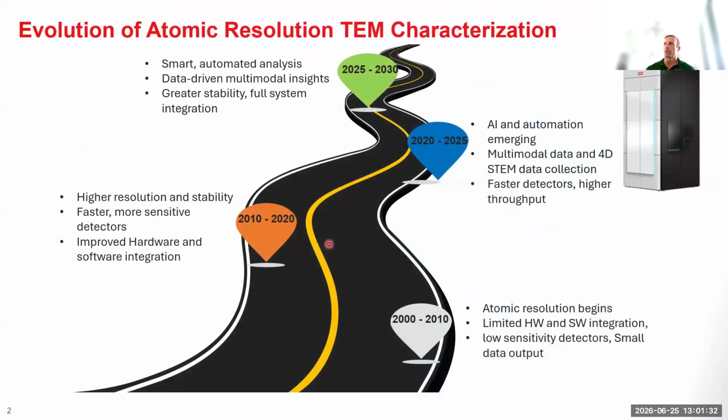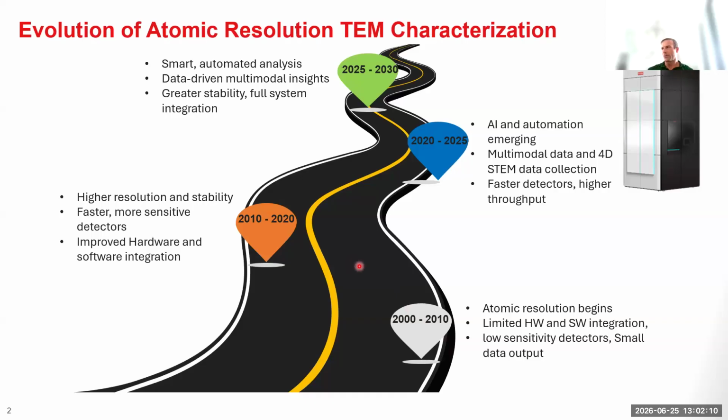So just to give you a little bit of an idea, when we talk about atomic resolution TEM characterization, I just want to go back a couple of decades. The first aberration corrected microscopes were introduced between the year 2000 and 2010. So around this decade, we had the introduction of atomic resolution imaging. And back then, there was very limited hardware and software integration, and the detectors were not very sensitive, and there was a small data output.